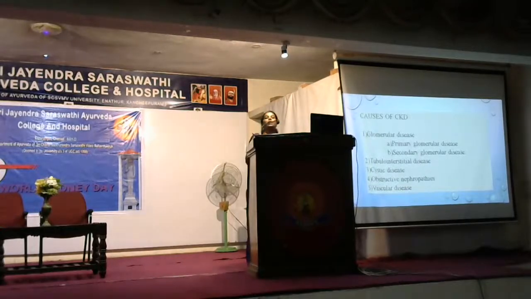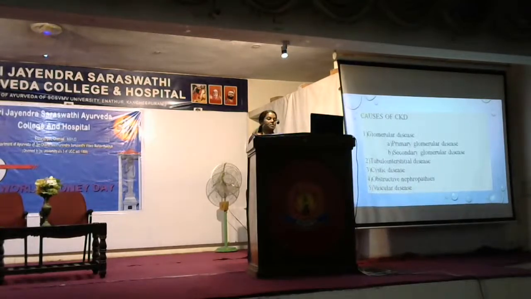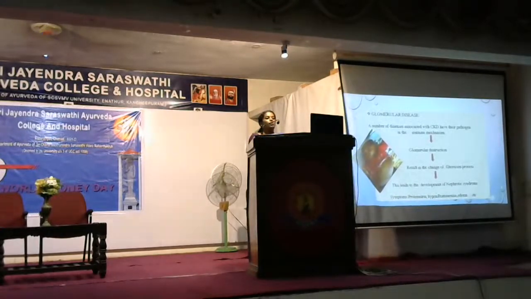So, what are the causative factors of chronic kidney diseases? The initial one is glomerular diseases, which include primary and secondary glomerular diseases. Next are tubulointerstitial diseases, cystic diseases, obstructive pathologies and vascular diseases. Glomerular diseases include changes in the glomerulus due to any autoimmune trigger.